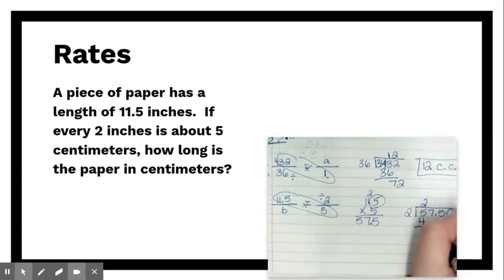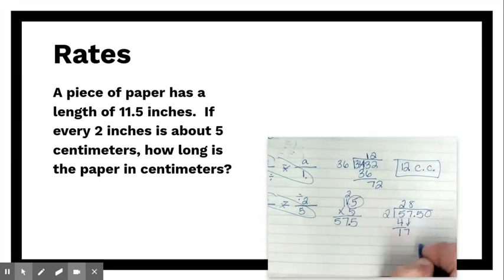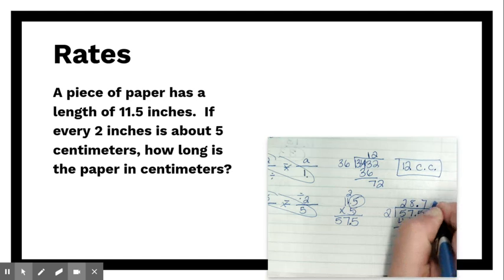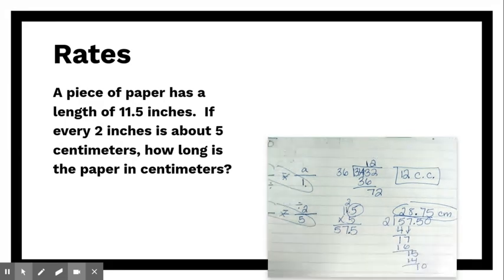That's 1. Bring down the 7. 2 goes into 17 8 times. That's 16. 2 goes into 15 7 times. That's 14. And 2 goes into 10 5 times. So it's 28.75 centimeters is how long it is. And that's our answer. Okay.